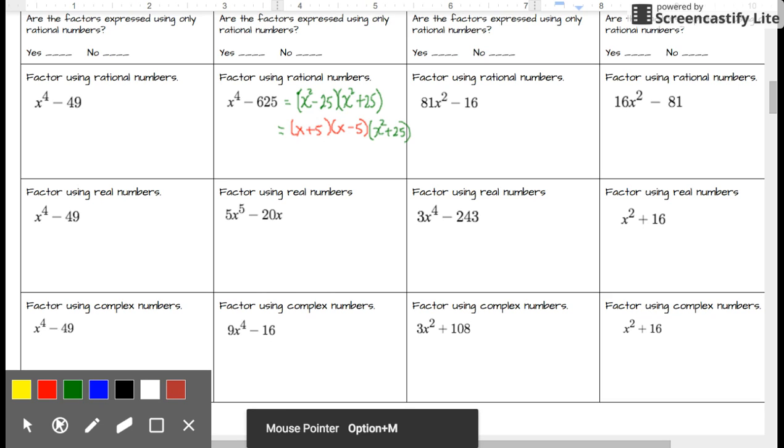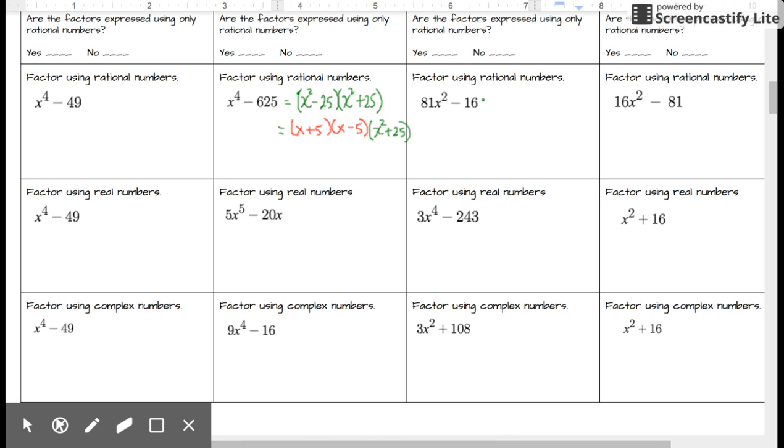Now, let's factor 81x squared minus 16. 81x squared is a perfect square. 16 is a perfect square, so we have here a difference of two squares. So we have two binomial factors. The first factor we can have here is 9x minus 4, and the second factor 9x plus 4. Since x is not squared, then 9x is not a perfect square. Therefore, we cannot factor anymore, and we stop here.